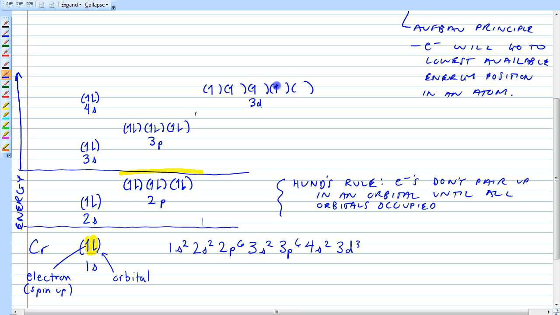So chromium we would expect would look like this. Now, this is what we would expect for chromium, according to the rules we've been following so far. But it turns out that because the 4s and the 3d are really so close to each other, and because it lowers the energy of the system if we half fill all of the sublevels like this, what happens then in chromium is what we would call an exception to a rule.